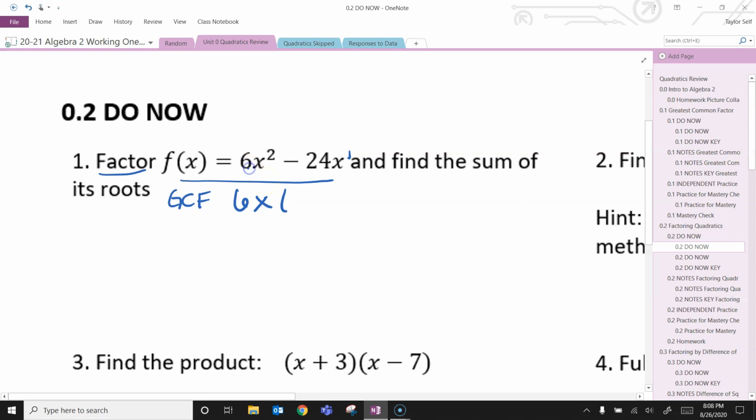We started with 6, divided by 6 gives us 1. And then we do subtraction with the x's. So we started with 2 x's, we took away 1x. 2 minus 1 is 1x is left. Bring down your minus sign. Then we do 24 divided by 6, that gives us 4. And then we started with 1x. We take away 1x, we get no x's.